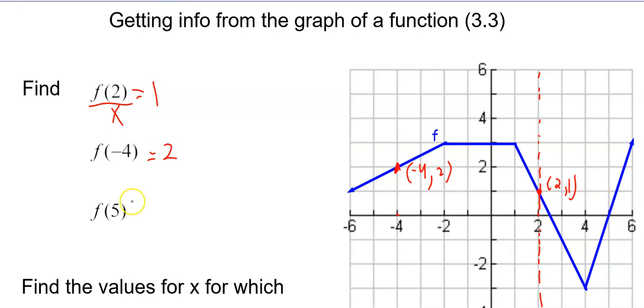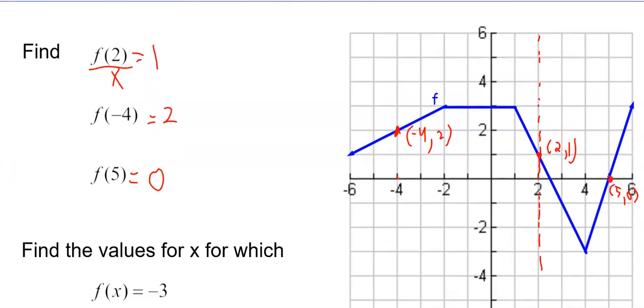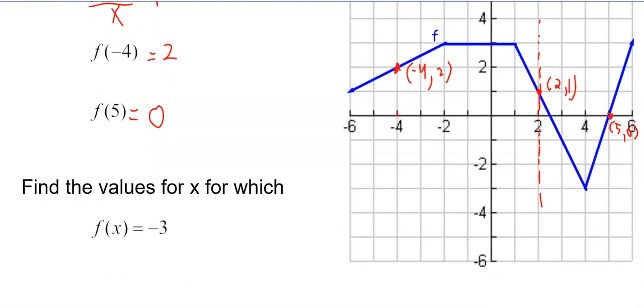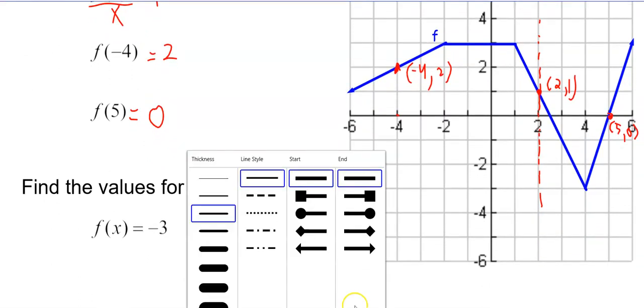So f of 5, we're saying the x value is 5. When the x value is 5, looks like that's this point right here. That's 5, comma 0. So the corresponding y value, or f of x value, is 0. This is asking the question in reverse. So it's the same graph, but it's really asking it kind of a different way here.